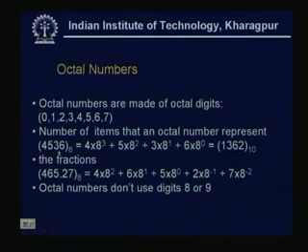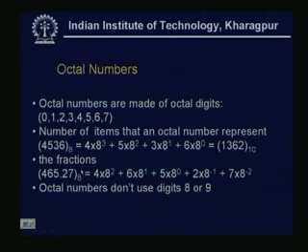So the number of items that an octal number represents: the base is 8 and the positions are the same. If it is 4536, then this is the 0th position, because there is no fraction here. 3 is in the first position, 5 is in the second position, and 4 is in position 3. So 4 into 8 to the power 3, because the base is 8, 5 into 8 square, 3 into 8 to the power 1, 6 into 8 to the power 0. If I do this computation, multiply and then add, I will get 1362 in our decimal system. So 4536 in the octal system is nothing but 1362 in our normal decimal system.